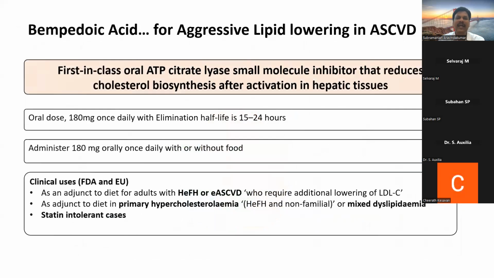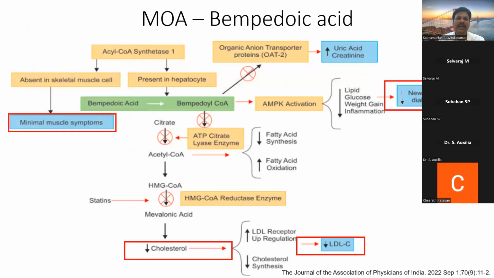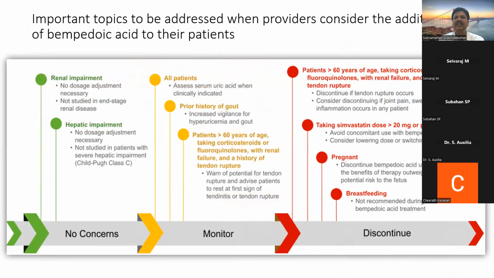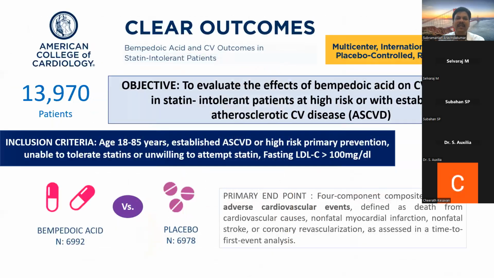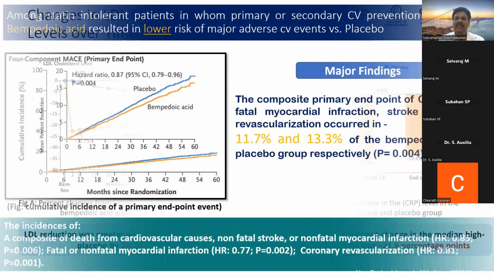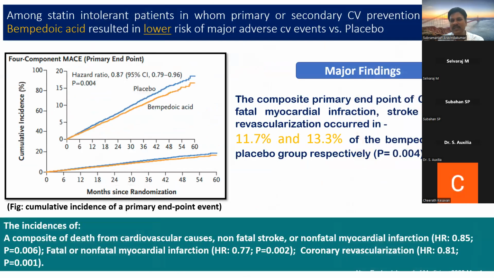So I take the next step in the HMG-CoA pathway. I take the mechanism of action, the ATP citrate lyase pathway, where bempedoic acid is going to act, and this will cause further reduction in LDL. And this is definitely over and above statin. It is going to be of use. Bempedoic acid is not a statin, but it is not a placebo. It is going to act.